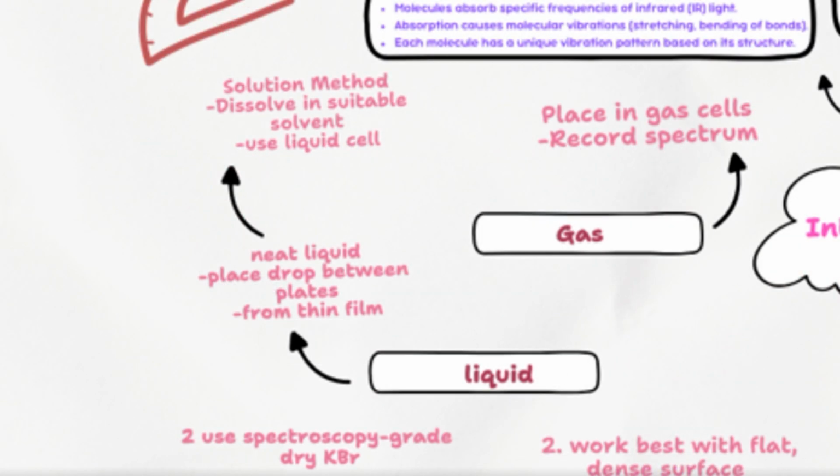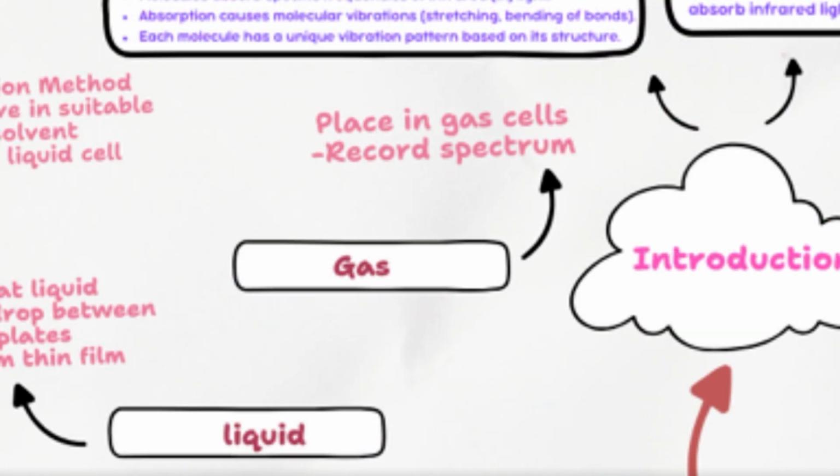Meanwhile, liquid samples can be used neat, which is on their own, or in solution. Neat liquids are placed between two IR transparent plates like NaCl to form a thin film. For the solution method, the sample is dissolved in a solvent that doesn't interfere with IR such as CCl4 or CS2 and put into a liquid cell. Gas samples are prepared using a gas cell with a long path length to allow more interaction with the IR beam. The cell must be tightly sealed to avoid contamination by air, especially water vapor and CO2, carbon dioxide, which can affect the result. Before testing any sample, always run a background scan to remove interference from the environment.